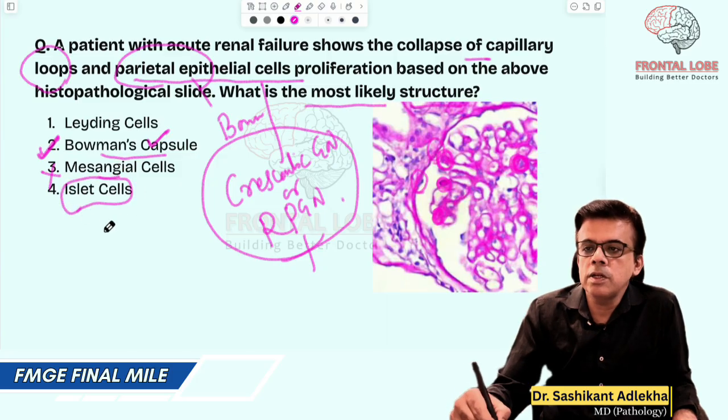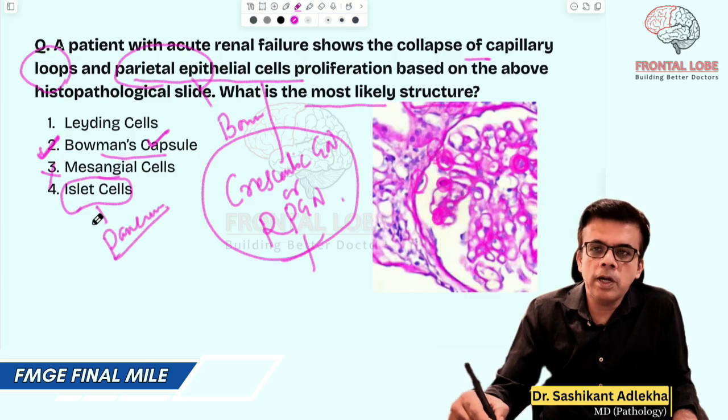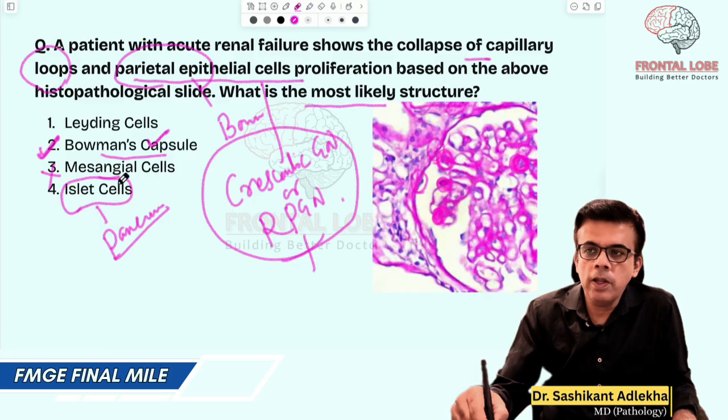Islet cells, it is a feature of pancreas, and here you have alpha, beta, gamma, delta cells, and as you know, beta cell secretes insulin, alpha cell secretes glucagon. So those are islet cells. This is not the case over here. Islet cells are not a part of kidney.